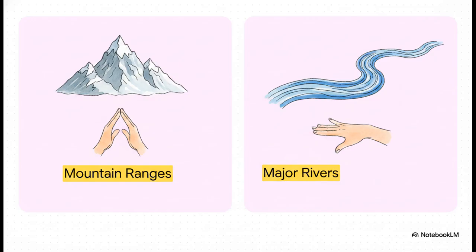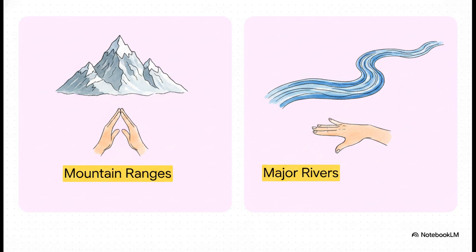Look at the spatial patterns we have here. Mountains are bumpy and tall. Rivers, on the other hand, are flowy and long. Let's actually use our hands for a second to remember this. Make a tall, bumpy triangle with your hands right above your head. Go ahead. Perfect. So that's a mountain.